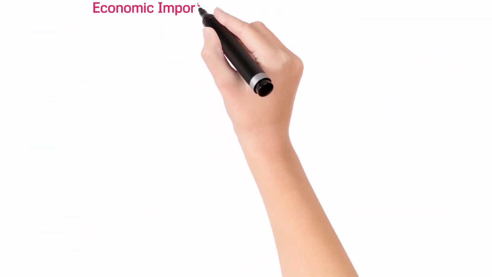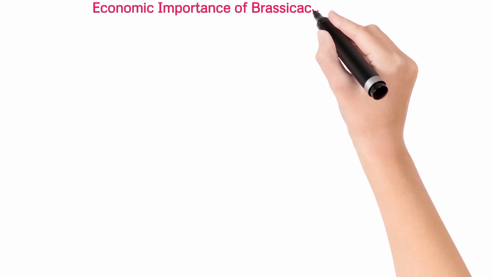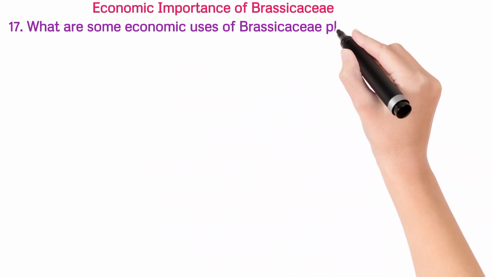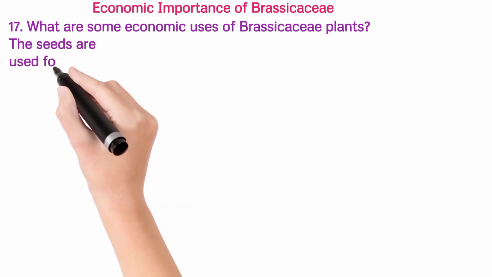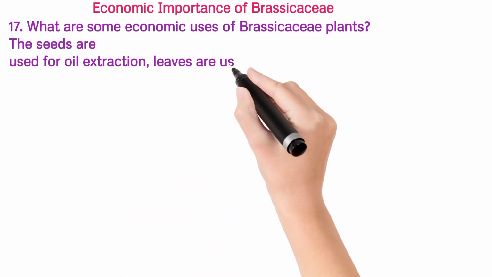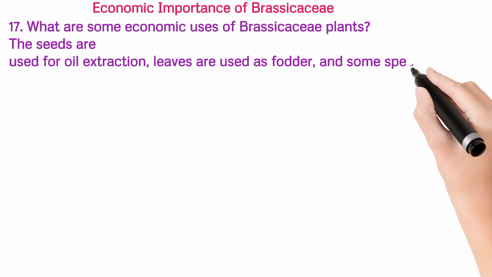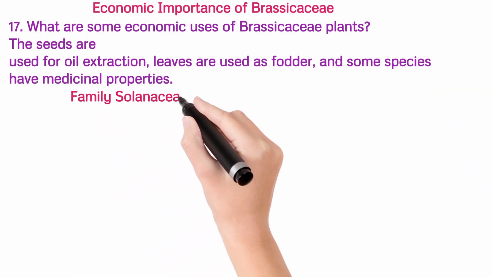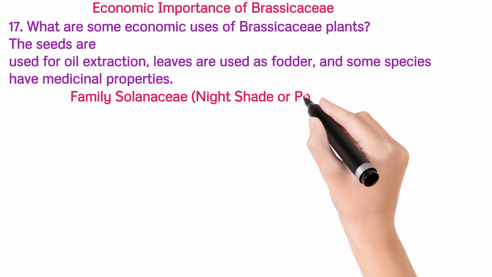Economic importance of Brassicaceae. 17. What are some economic uses of Brassicaceae plants? The seeds are used for oil extraction, leaves are used as fodder, and some species have medicinal properties. Family Solanaceae, nightshade or potato family.